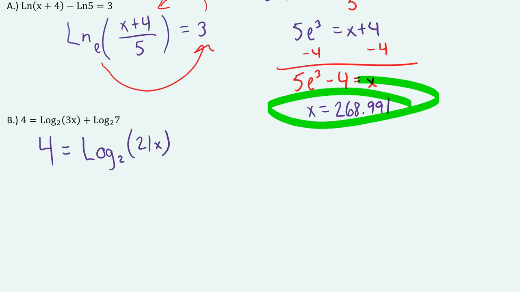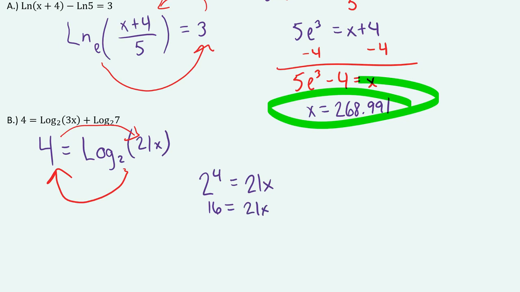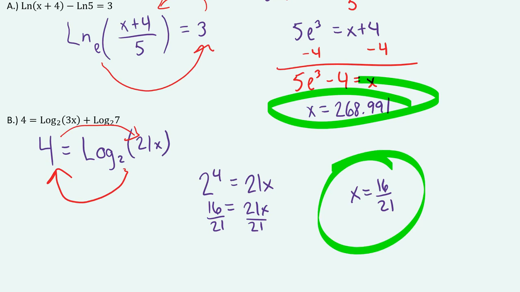Then I can change it to exponential form. Our base is 2, which means it gets raised to the fourth power, and then equals 21x. So I have 2 raised to the fourth power equals 21x. 2 to the fourth power is 16. And then to get x by itself, we divide both sides of the equation by 21. So therefore, x equals 16 divided by 21. And that's how you solve logarithmic and exponential equations.